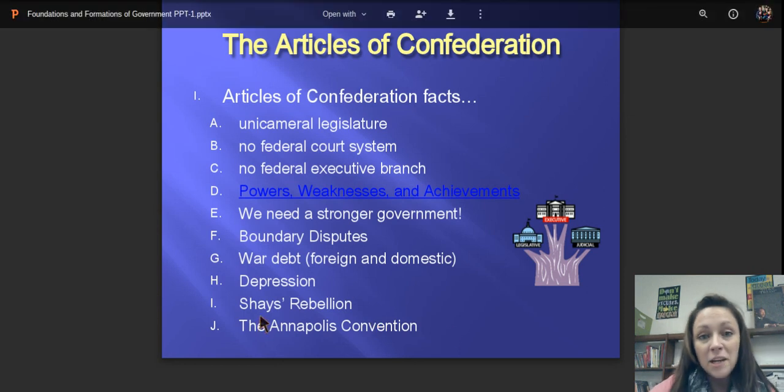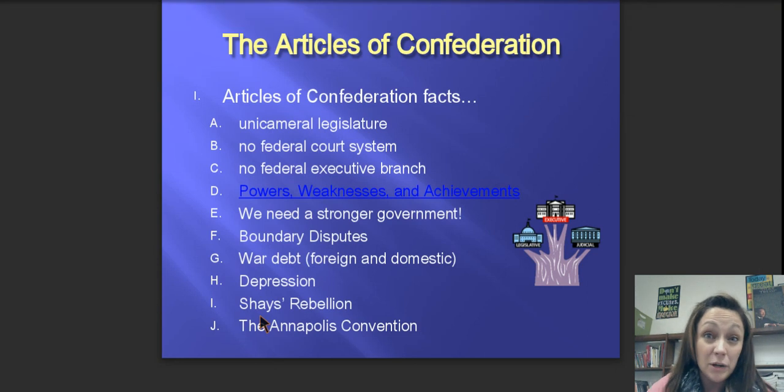So Daniel Shays gets a whole lot of, basically farmers with pitchforks is a good way to describe them. They storm the Massachusetts state buildings. They break into courthouses, they interrupt court proceedings, and they threaten to go to the National Arsenal, which was held in Springfield, Massachusetts. So the place where all of the weapons for the entire country were held.